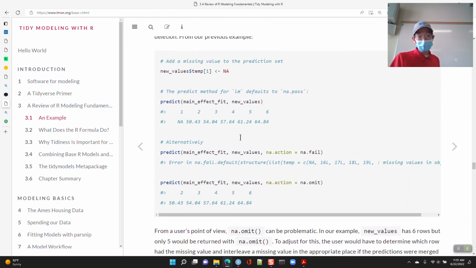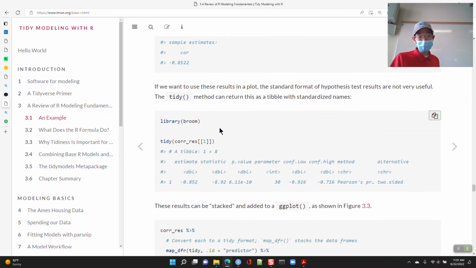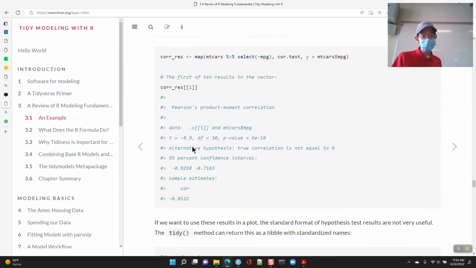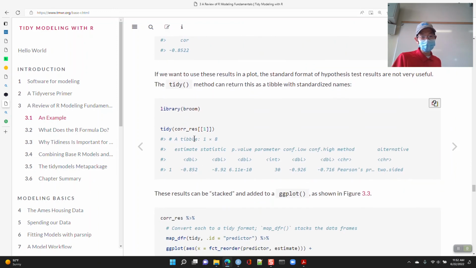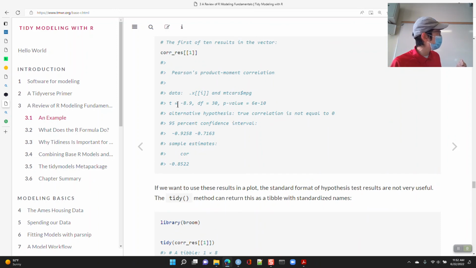is use a function called tidy. This one's a little bit different, but we're using it. Here we did a correlation test between each of the variables and miles per gallon in the mtcars data, and we get different values for each of these. We can tidy it, and it takes the output of the Pearson correlation test. If you run a correlation test, the output is something like this: the t-value, degrees of freedom, p-value. It prints out like this, which is easy to read but difficult to work with later.